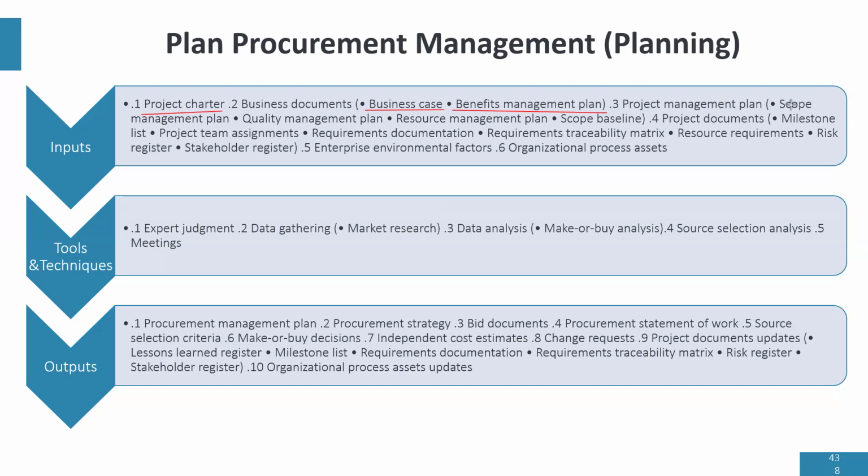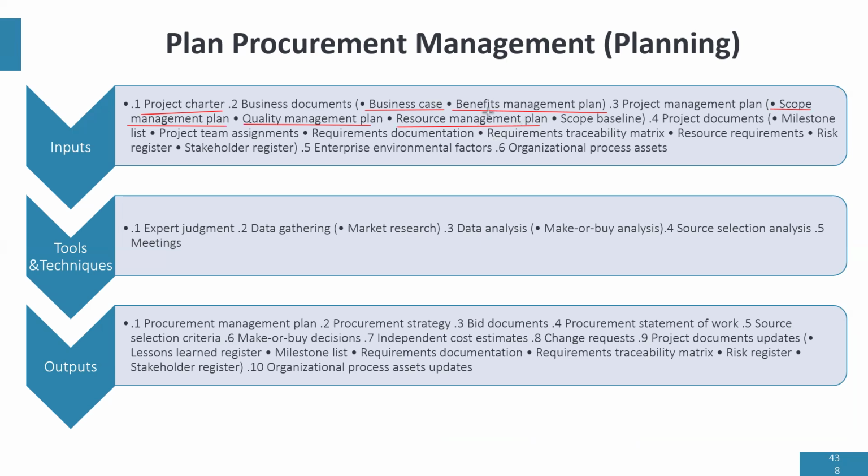Now, the scope management plan shows how scope is going to be developed and managed, and how it will be controlled throughout the project. The quality management plan shows us the quality standards, and this is particularly important when you are selecting your vendor. Your vendor must be able to match the quality standards being advertised in your project. Then the resource management plan shows how we identify, estimate, acquire resources.